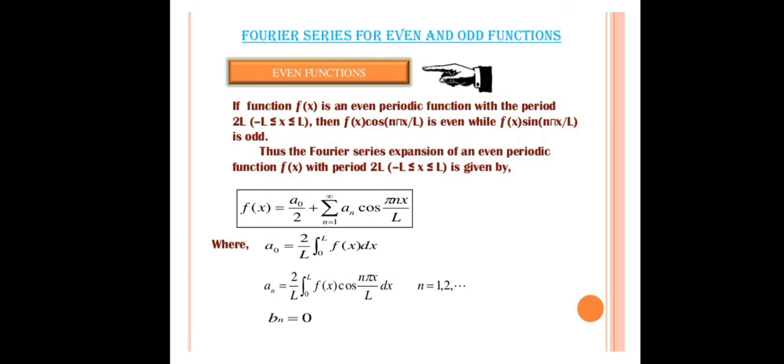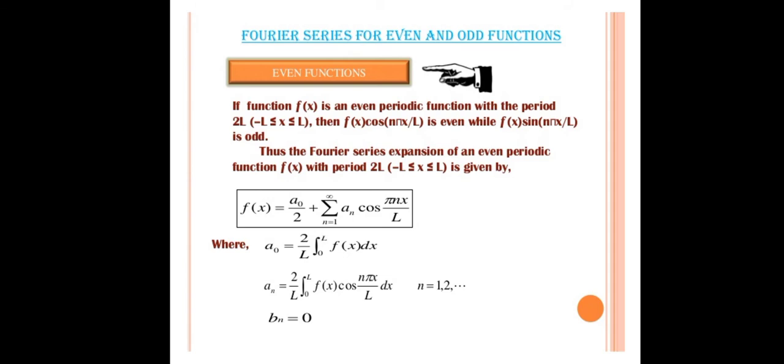That means, in short, to remember that cos x is an even function and sin x is an odd function. Now the Fourier series expansion of the even periodic function is f of x is equal to a0 upon 2 plus summation of n is equal to 1 to infinity an cos n pi x upon L. Now a0 denotes 2 upon L integration of 0 to L f of x dx, and an is equal to 2 upon L integration of 0 to L f of x cos n pi x upon L dx, where n is the number of terms.